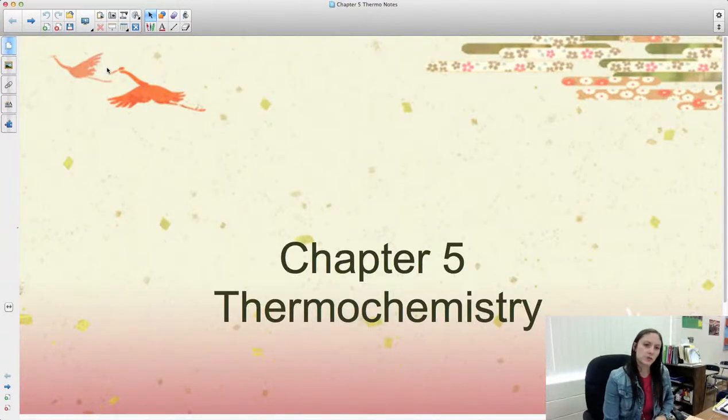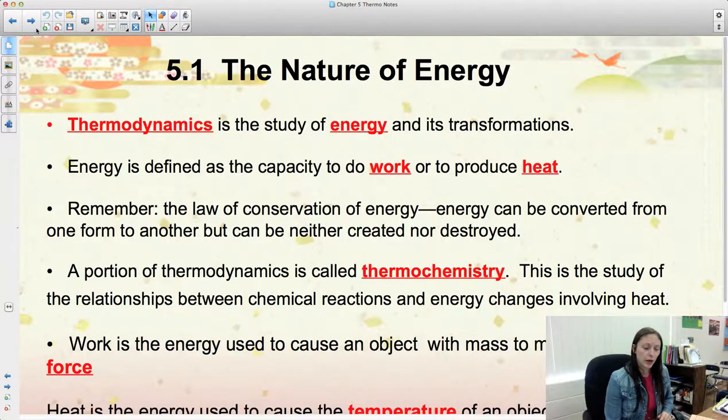All right, in this chapter we're starting off with what we call thermochemistry. Pretty much this entire chapter is something new. This first section is just about the nature of energy. Energy has a crossover with physics, so we're going to do a bit of a chemistry-physics mixture in this chapter.